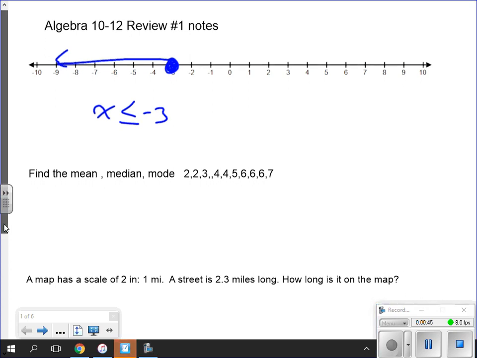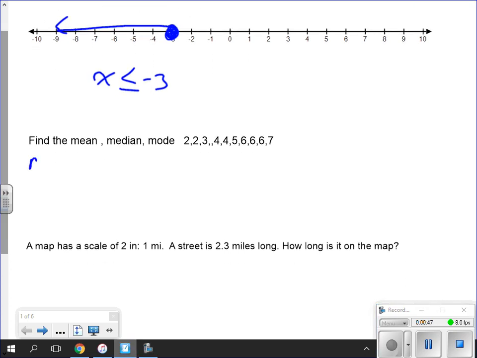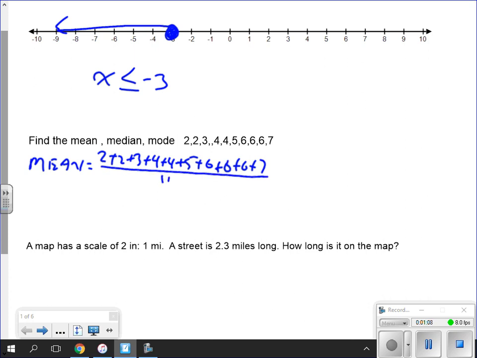So the next question, find the mean, median, mode. The mean is you add all the numbers together: 2 plus 2 plus 3 plus 4 plus 4 plus 5 plus 6 plus 6 plus 6 plus 7, and divide that by how many numbers there are, which in this case there are 10 of them. So you add them together, divide by how many there are, and your mean is 4.5.